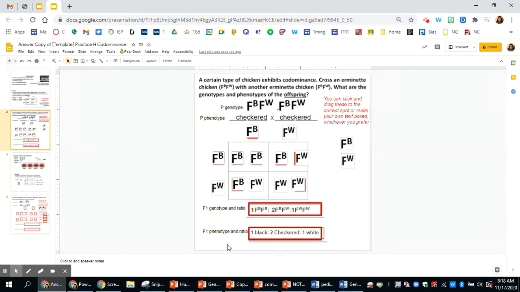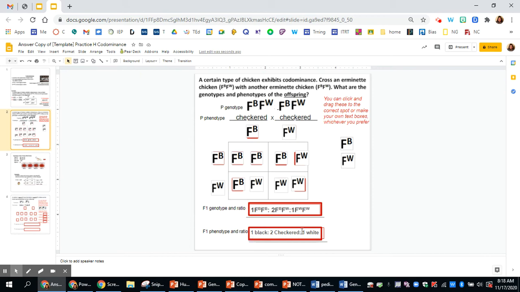So just wanted to finish up this last problem we were working on, the first codominance one. So we have FB FB, FB FW, and FW FW. And notice we have one of each of these and two of these. So that's their genotypes, and you have to have these numbers in front of them. What do they look like? That is their phenotypes. We have one black to two checkered to one white.